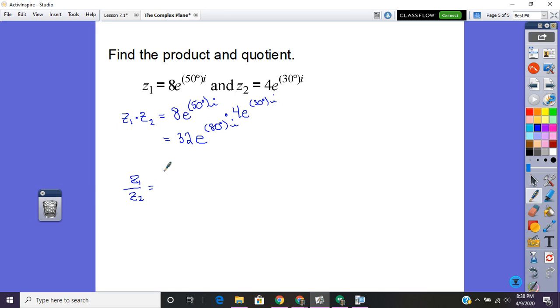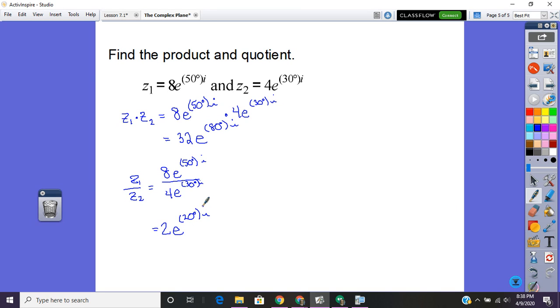That means 8e to the 50 degrees i divided by 4e to the 30 degrees i. So divide. 8 divided by 4 is 2. And if that doesn't come out nice, write it as a fraction. And then what happens when I have the same base and I'm dividing? Well, you should subtract the exponents. So 50 minus 30 will be 20 degrees i.